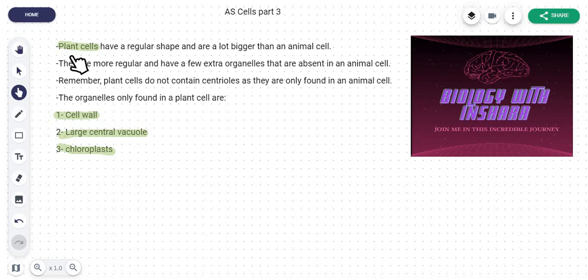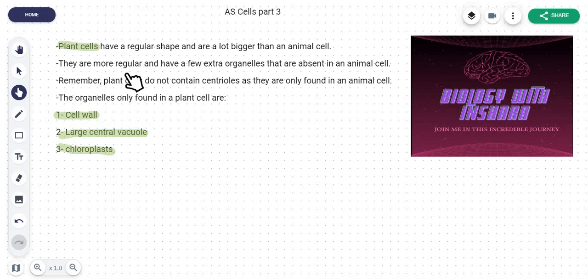So, plant cells have a regular shape and are a lot bigger than an animal cell. You need to remember these points. They may come in the MCQ. Plant cells are bigger than animal cells and they have a regular shape. Now they're rectangular, as you may have seen. You may look it up on Google. If not, I'm going to show you in a minute. And animal cells are circular. They do not have a regular shape. They have an irregular shape.